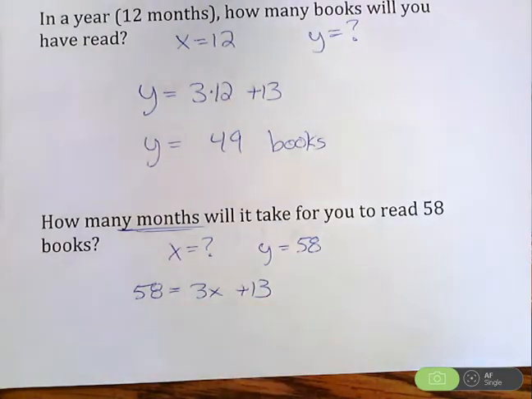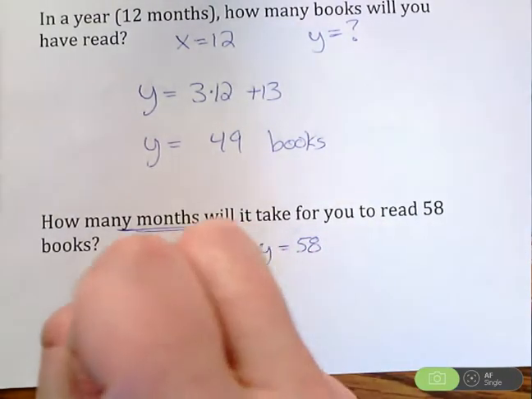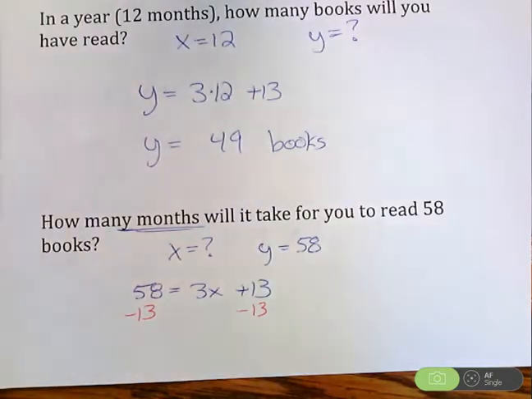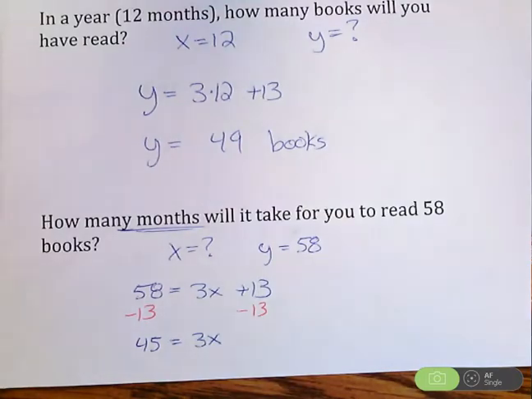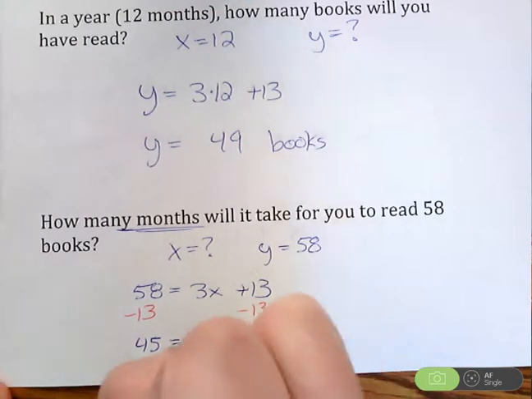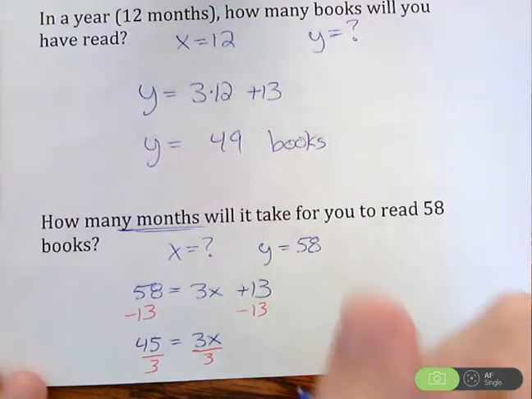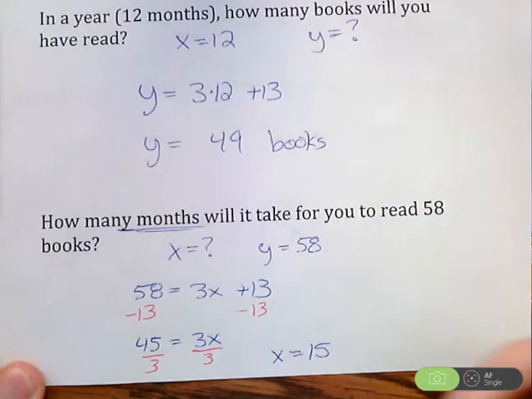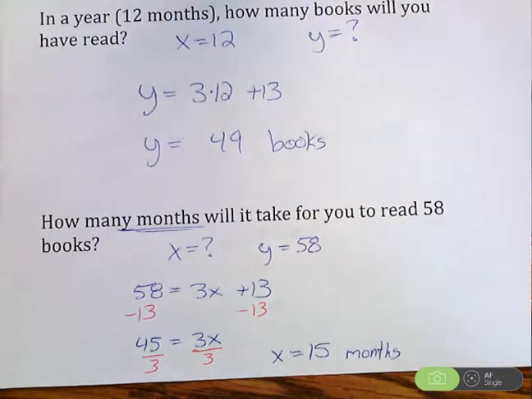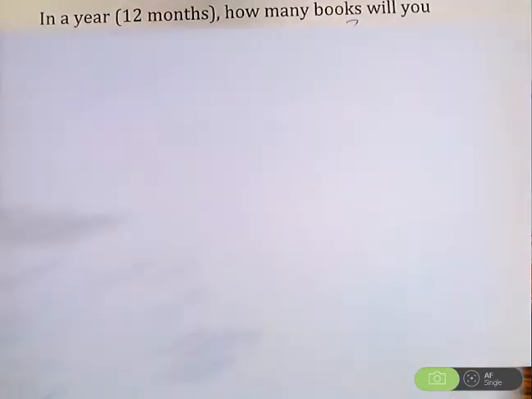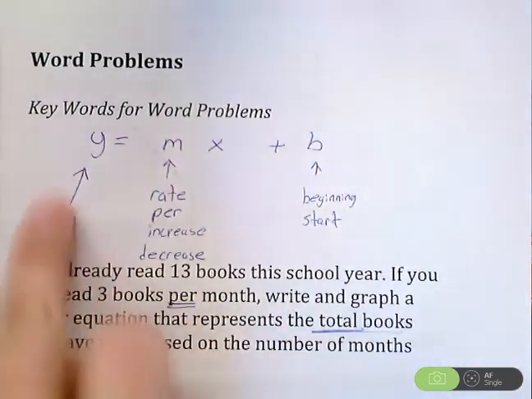So got to solve for x, get x by itself, subtract 13, subtract 13. I get 45 equals 3x. Got to get x by itself, so divide by 3, divide by 3. x equals 15. So 15 months is how long it's going to take for me to read 58 books. That was word problems. Again, I advise you go slowly through these problems. And again, it might help to have written down these buzzwords as I reference.